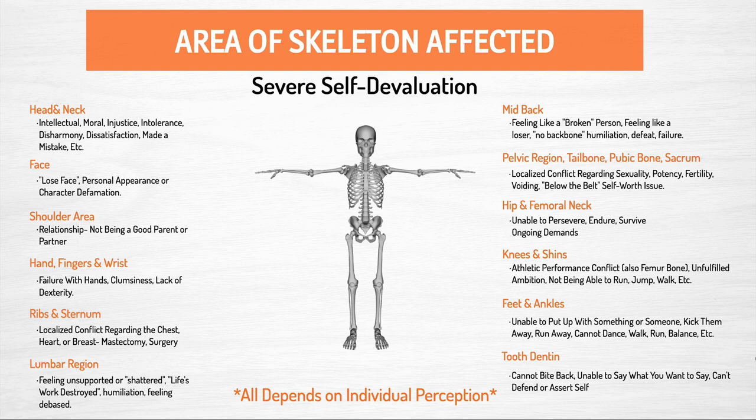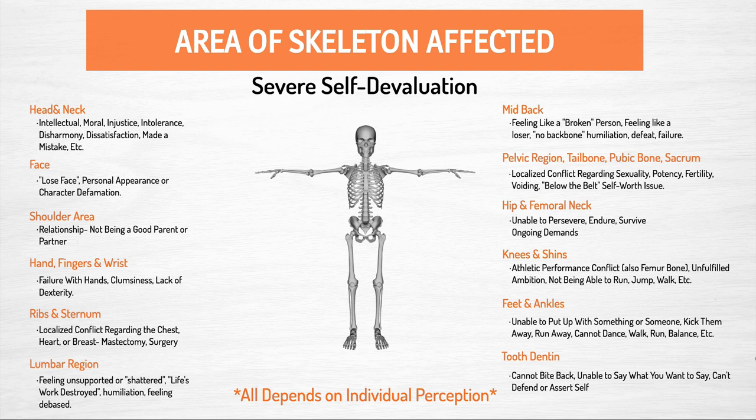We mentioned the shoulder area, something having to do with a relationship, not being a good parent or a good partner. Hands, fingers, wrists, failure with the hands, some type of clumsiness or lack of dexterity, you know, dropping something, cutting yourself, messing something up, especially if your job has to do with something regarding your hands and you are feeling bad about your performance, your abilities, that will affect the area of the hands and fingers.